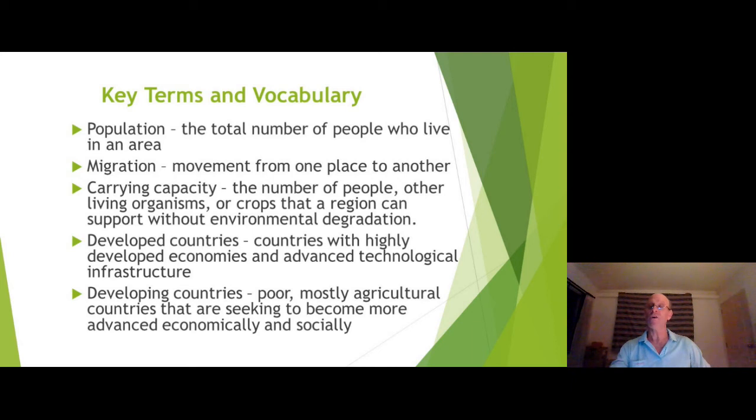Developed countries are countries with highly developed economies and advanced technological infrastructure. They're usually the rich countries. And the developing countries are, on the other hand, the poor countries, mostly agricultural countries that are seeking to become more advanced economically and socially.